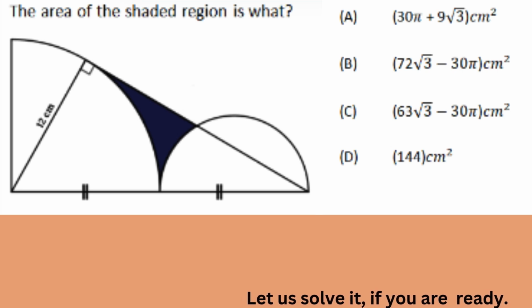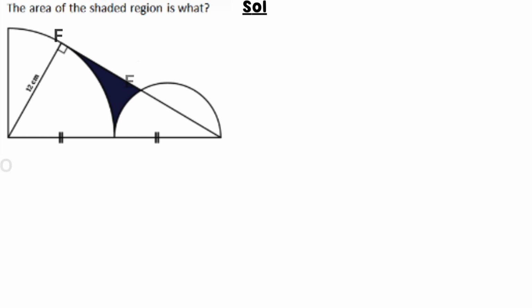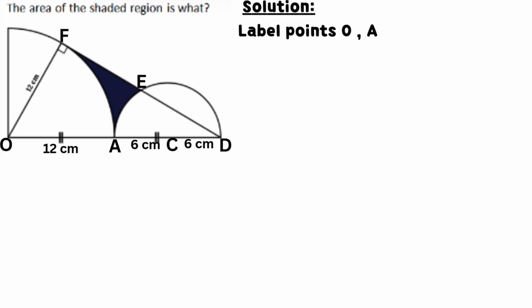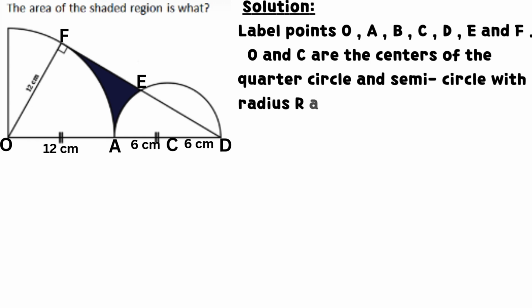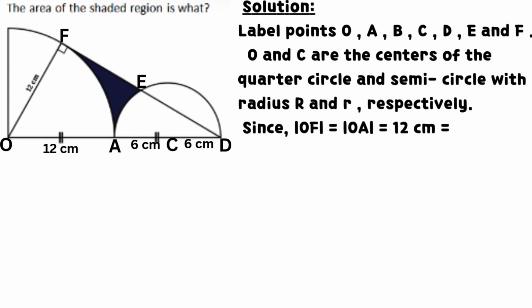Find the area of the shaded region from the given figure. Label points O, A, B, C, D, E, and F. O and C are the centers of the quarter circle and semicircle with radius R and r respectively.